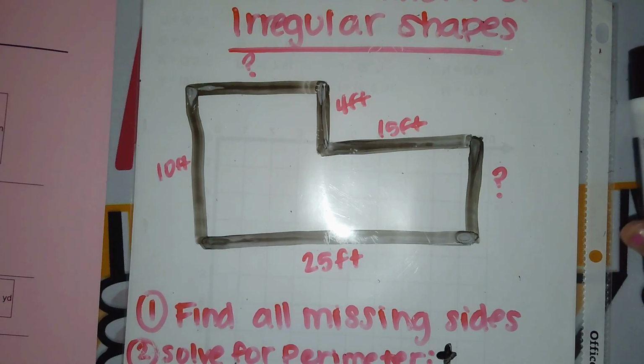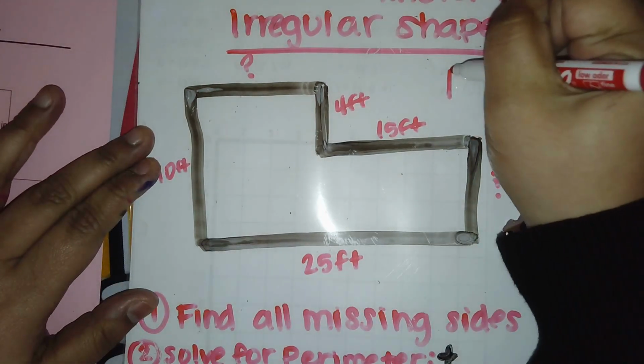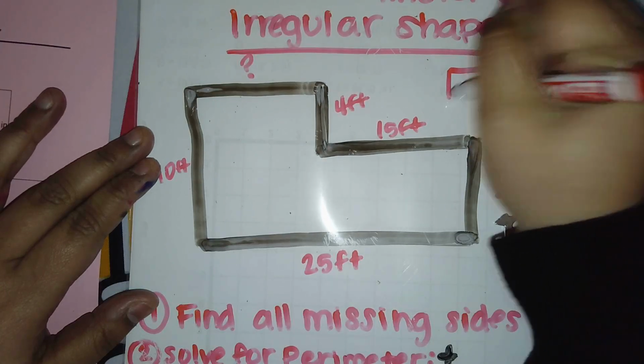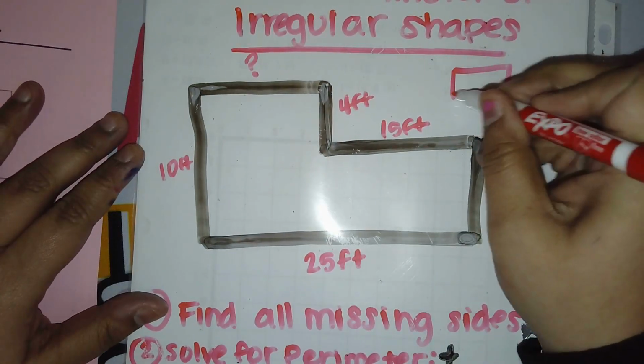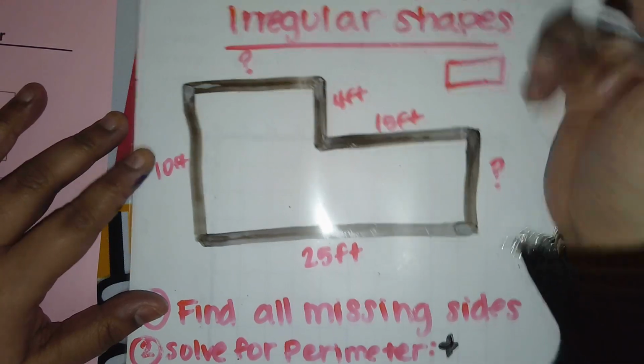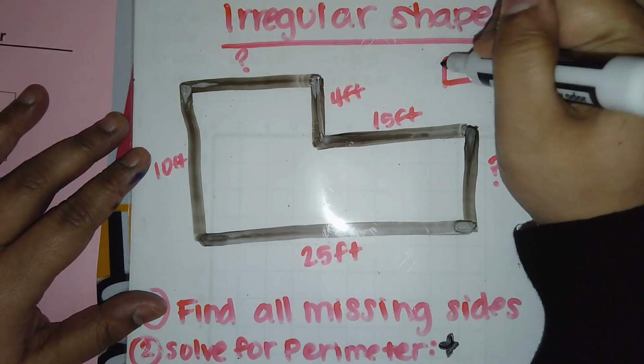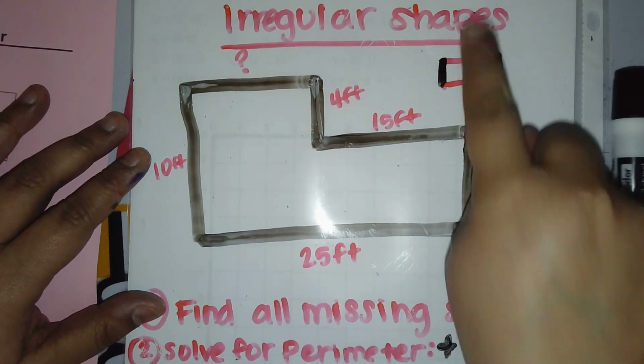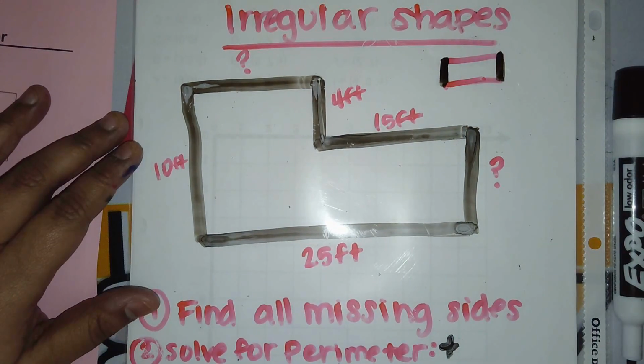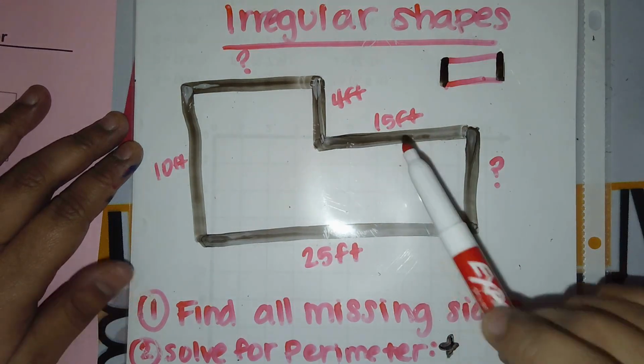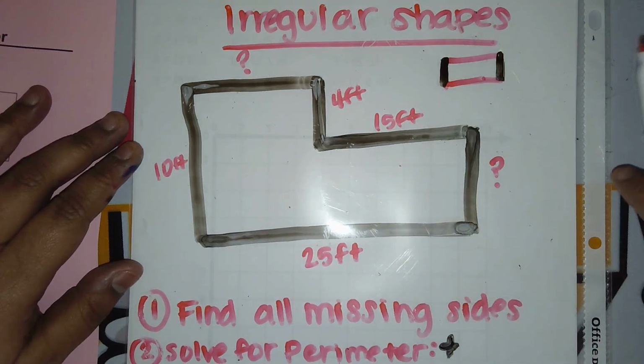So I've talked about a regular rectangle before. This is a normal rectangle, all right? We talked about how opposite sides are equal. So this side's equal to this side, and then the reds are equal to each other. Keeping that in mind, let's look at this irregular polygon, all right?